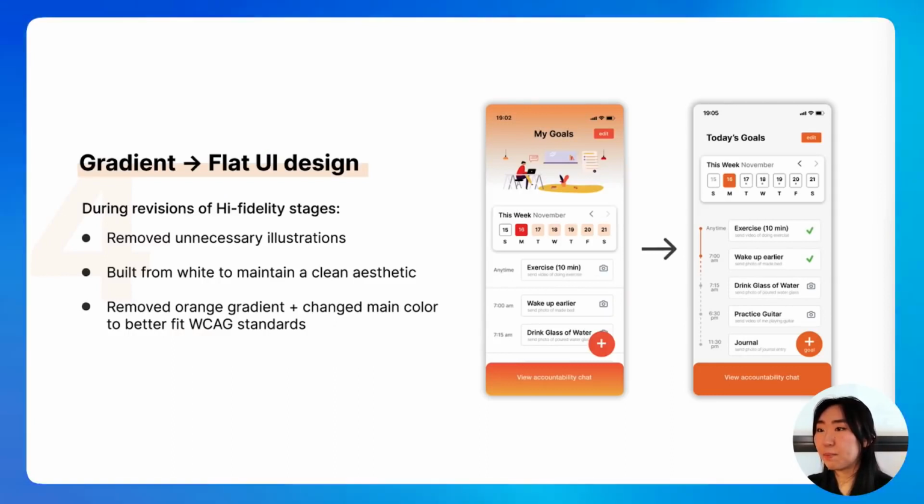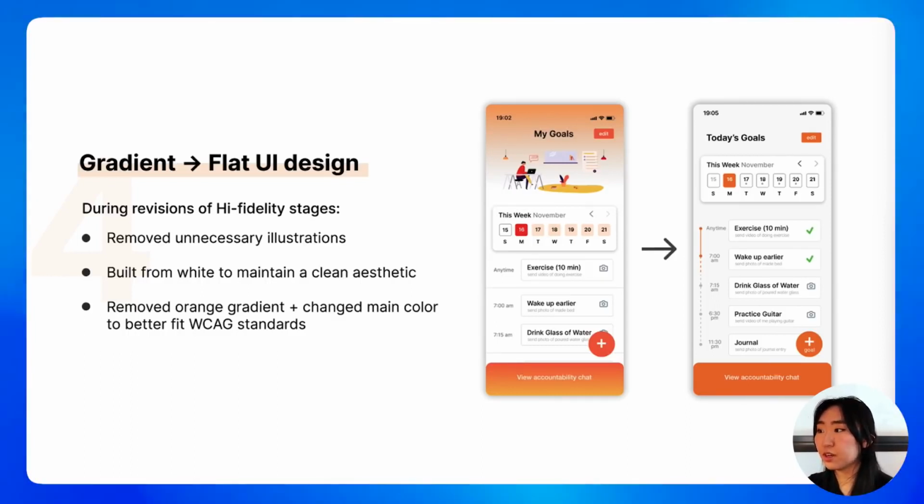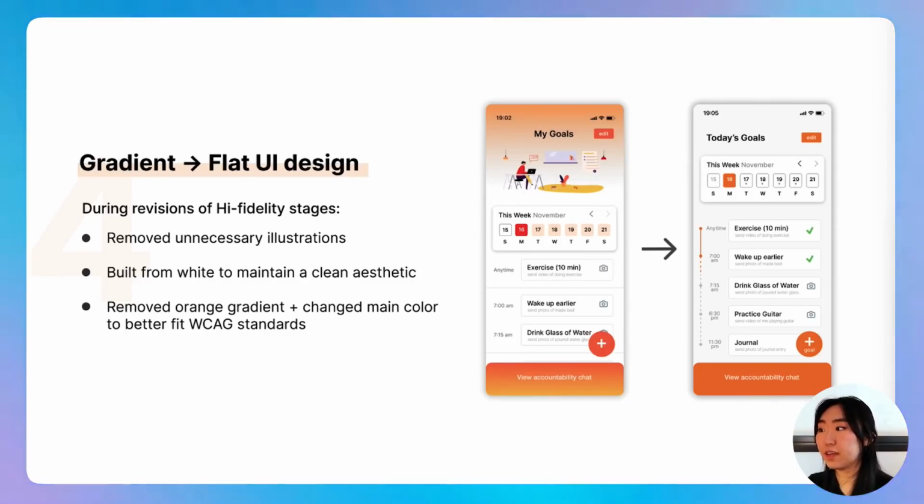And lastly, to note about the UI design, I also changed it from first a gradient to a more flat design, as I realized there are very few apps that use a gradient. It could cause readability and accessibility issues, and the removal of the orange gradient also better adheres to WCAG standards.